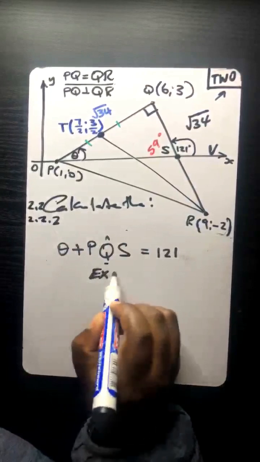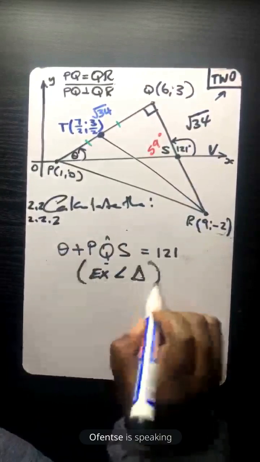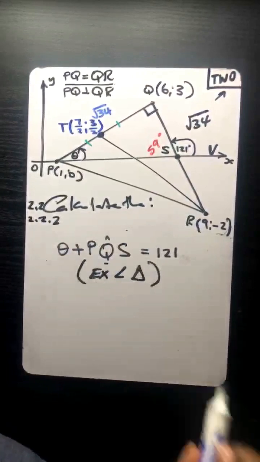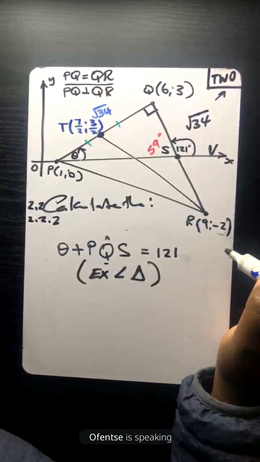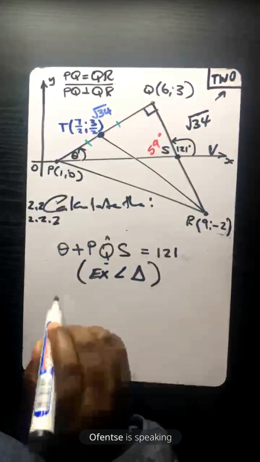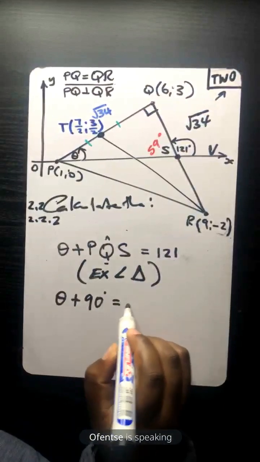Exterior angles of a triangle. Yes. I think you are onto something. Then theta plus 90 equals 121, making theta 31 degrees.